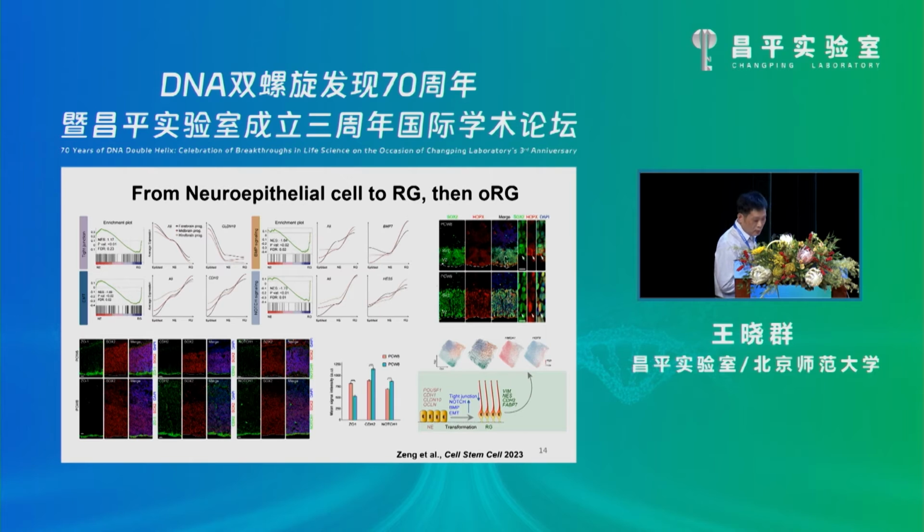We also figured out that when the neuroepithelial cell turns into the radial glial cell, it needs an epithelial-mesenchymal transition, and a lot of cohesion proteins like ZO1 and CDH2 need to be turned down to get into the radial glial cell type.